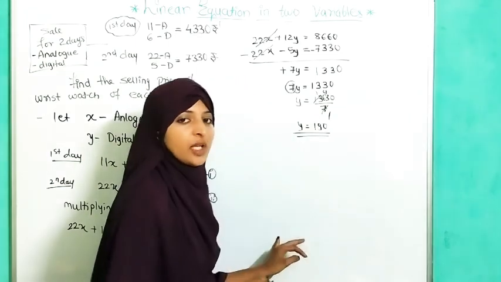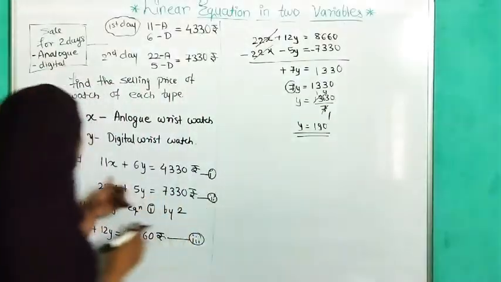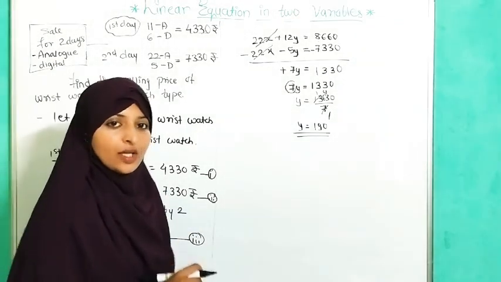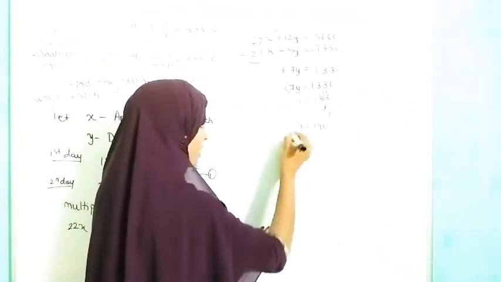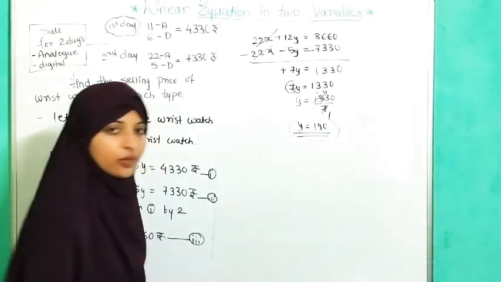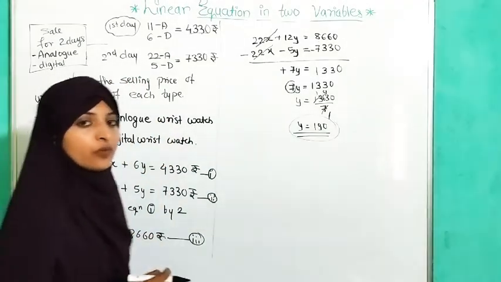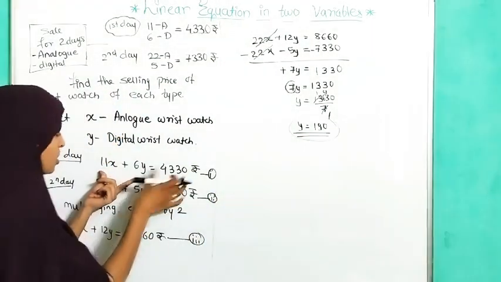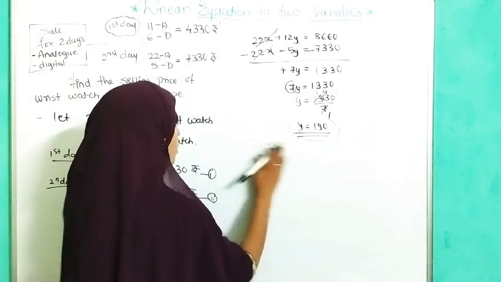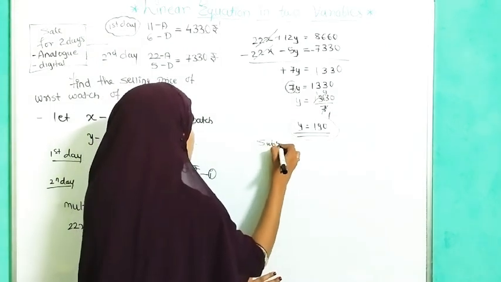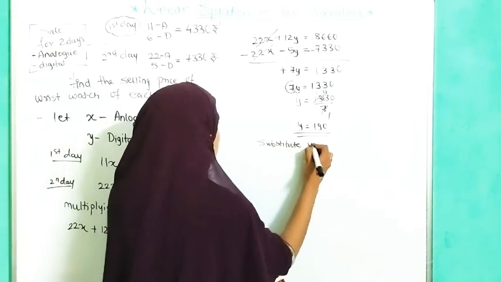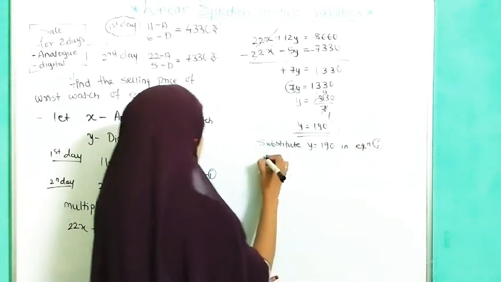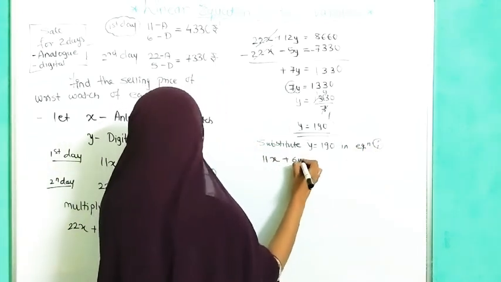The value of y, we get the value of y now, means we get the value of the digital watch over here. Now we are going to find the value of the analog watch. So we are going to substitute the value of y in the equation and find the value of the analog watch, meaning the value of x. So substitute y is equal to 190 rupees in equation number 1.